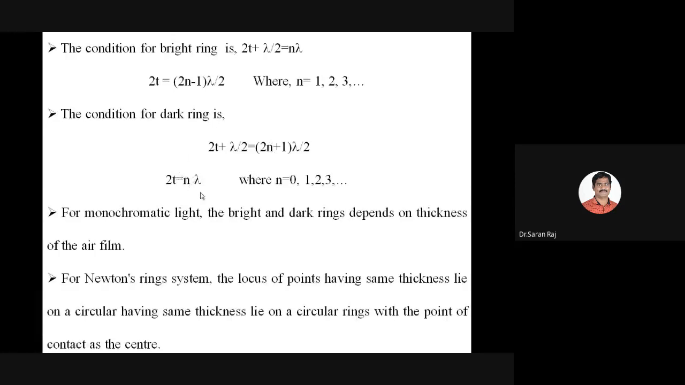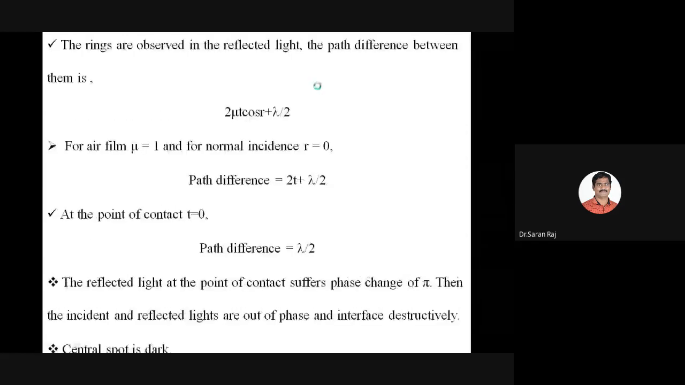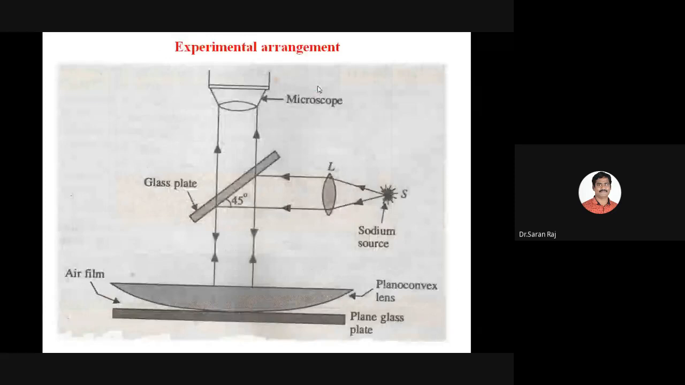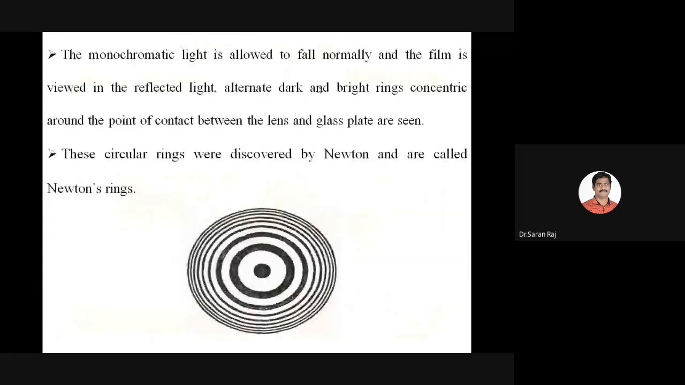Here the dark fringe spectrum goes from 0, 1 to 3. Because the center part is dark, the n indices start from 0. But for the bright part, we get the first-order spectrum as the first bright fringe. You can see that in this diagram. This is a dark fringe, and the nth order is started from here itself for the dark fringe spectrum: 0, 1, 2, 3, 4, 5, 6, 7, and so on. For the bright fringe spectrum, this is the first, 1, 2, 3, 4, 5, 6, 7, 8, up to n numbers.